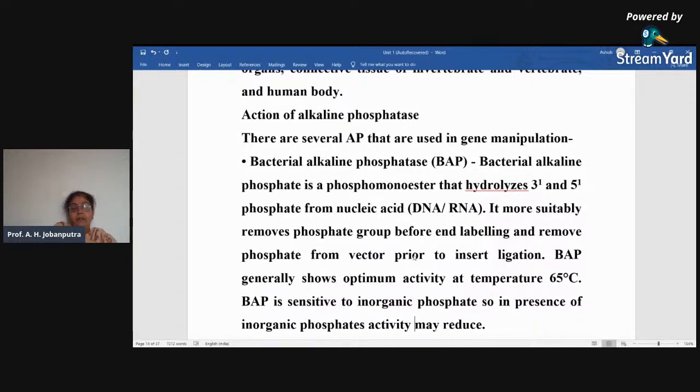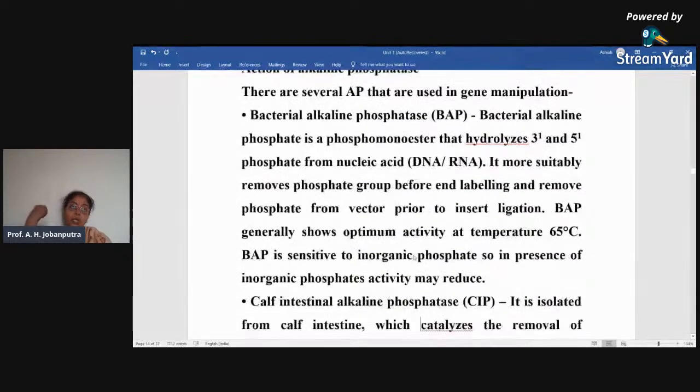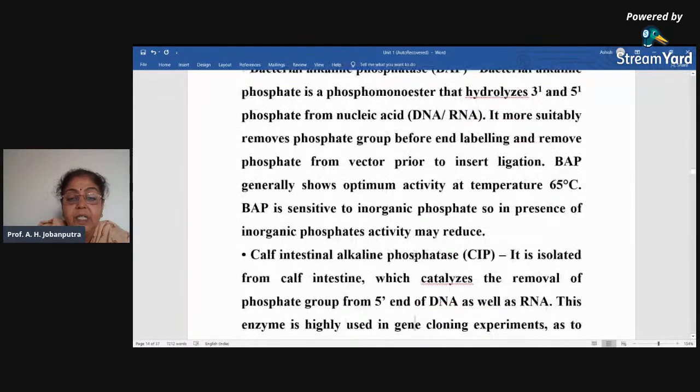So bacterial alkaline phosphatases, they show their activity at 65 degrees Celsius. They are sensitive to inorganic phosphates. So if inorganic phosphates are present in the medium, their activity will be reduced. Second one is calf intestinal alkaline phosphatase, CIP.